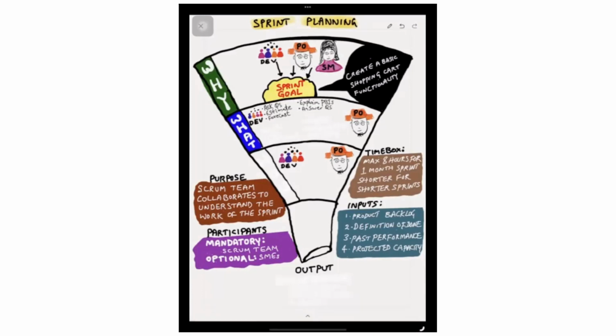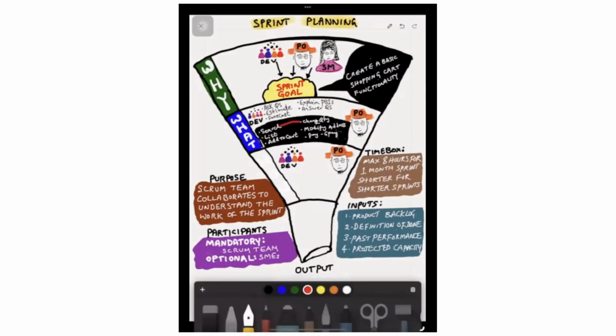For example, let's consider these are the items pulled: search, list, add to cart, change quantity, modify billing address and shipping address, and payment using Google Pay. Google Pay is one of the digital payment options in India. So that means these are the items selected in order to achieve this goal.